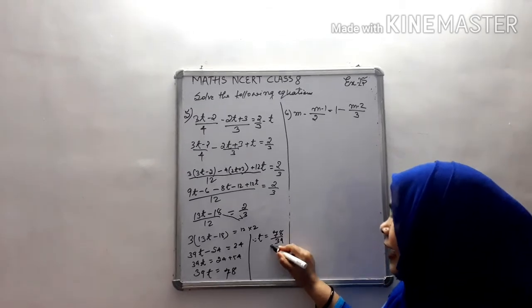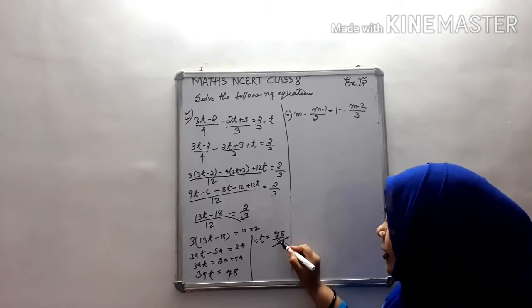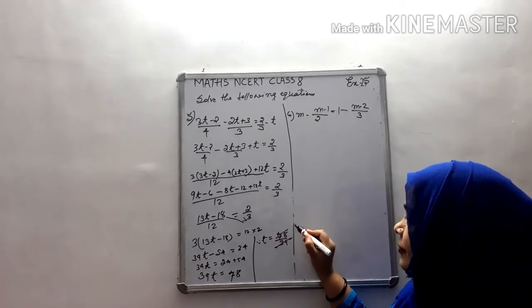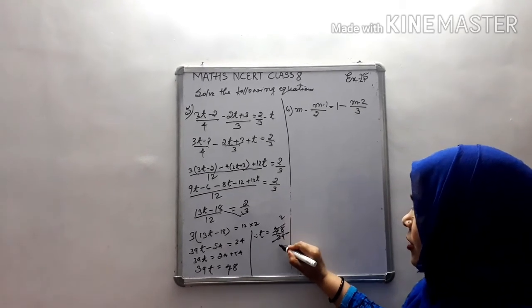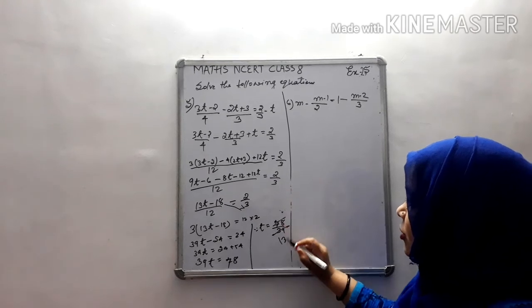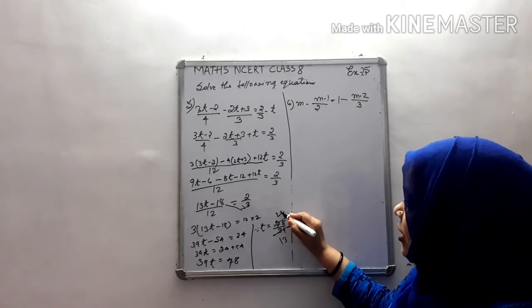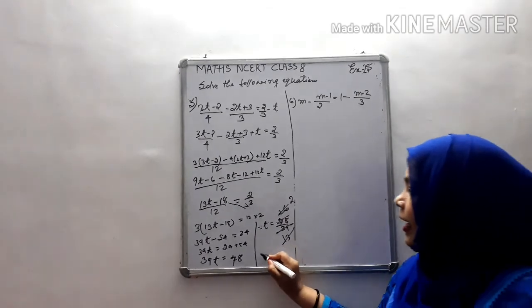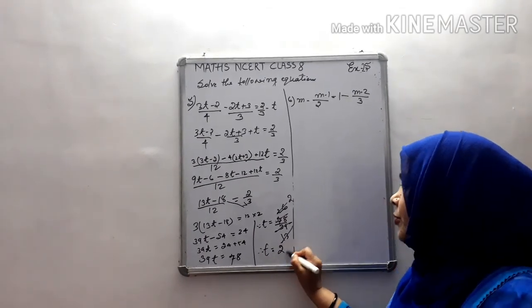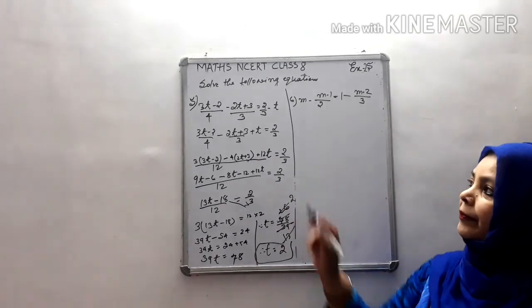You know, 39 2s are 78. Okay. Otherwise, if you are not understanding, you can go with 39 1s are 39, 39 2s are 78. Just look here. 3 3s are 9, 3 2s are 6, 3 6s are 18, 13 2s are 26. You can do like this also. Okay. Hence, t is equal to 2. This is the answer of your question number 5.